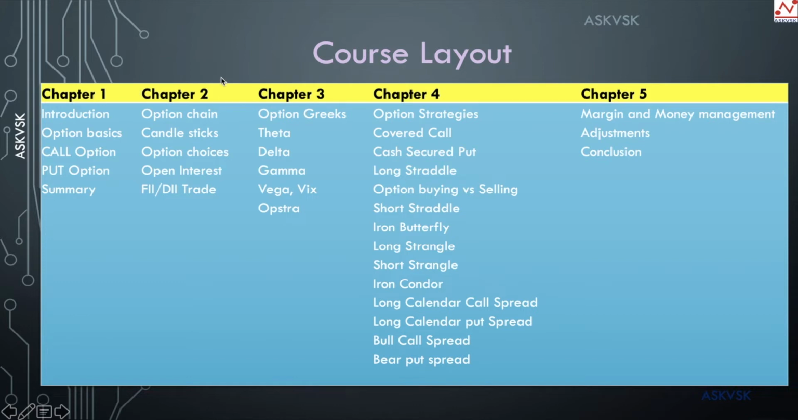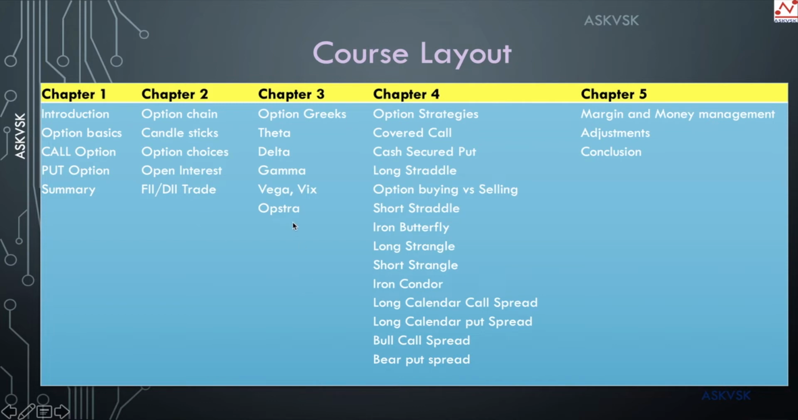Getting on to the second chapter, we will look in a little more detail at the option chain, candlesticks, and the different patterns they form, and how to read a technical chart, and the basic information that you need to master in order to be able to do options trading. We are going to learn about that. We are going to discuss the option chain, open interest, FII and DII trade data.